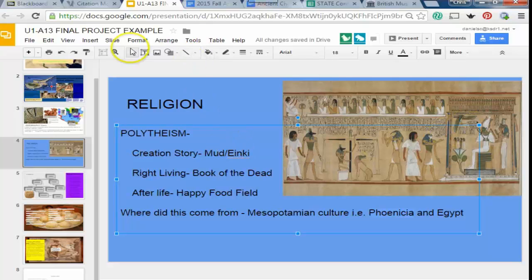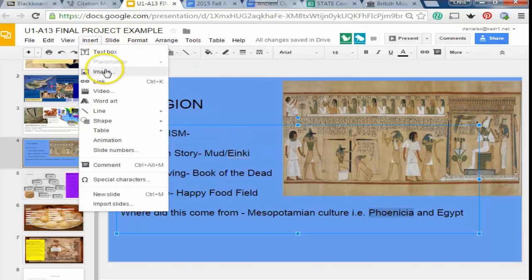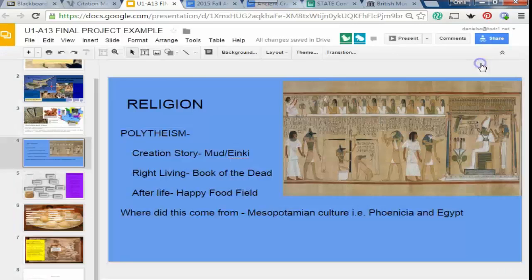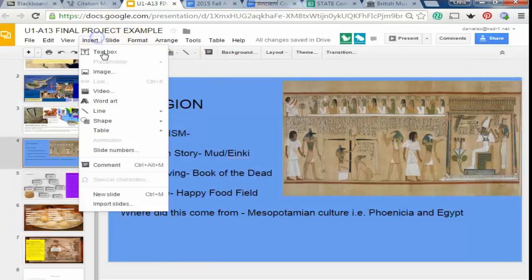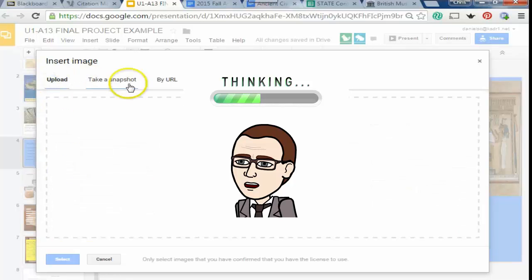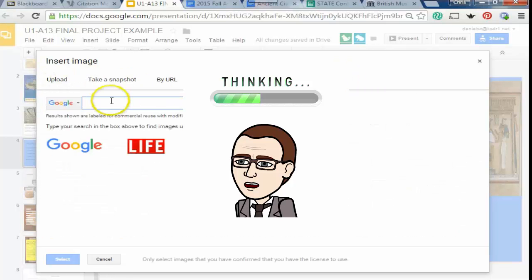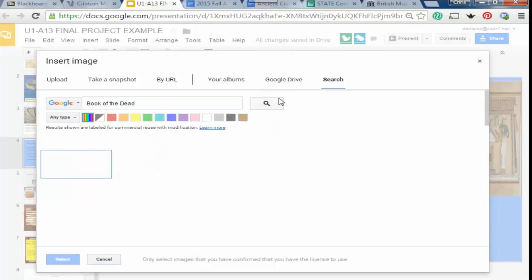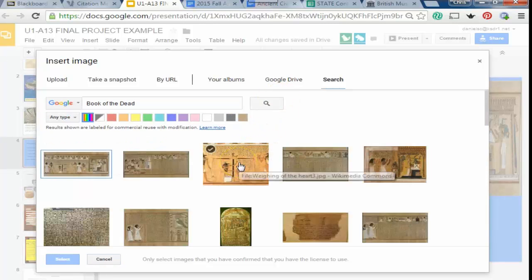This was just Google searched, so you go insert, image, and you want to go to search, and anything you Google search in here, okay, so Book of the Dead, is Creative Commons licensed, so it doesn't need a source. There's a picture of the Book of the Dead, drop it in, make it how you want to make it.